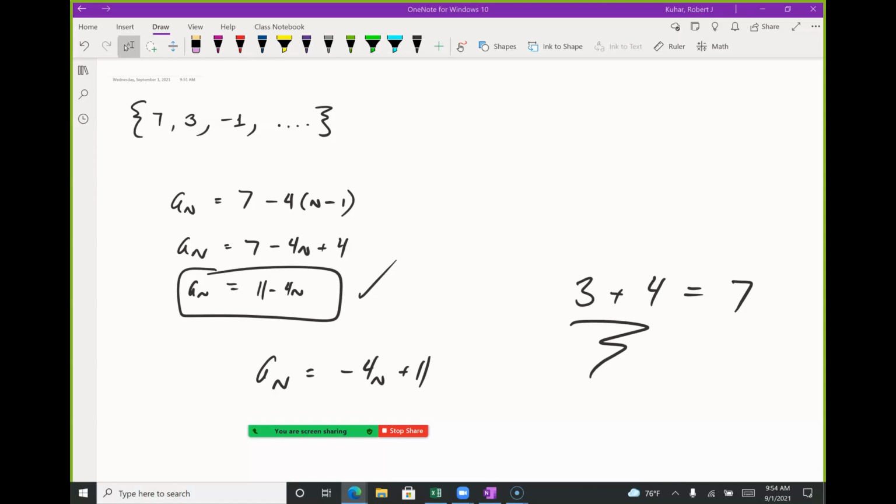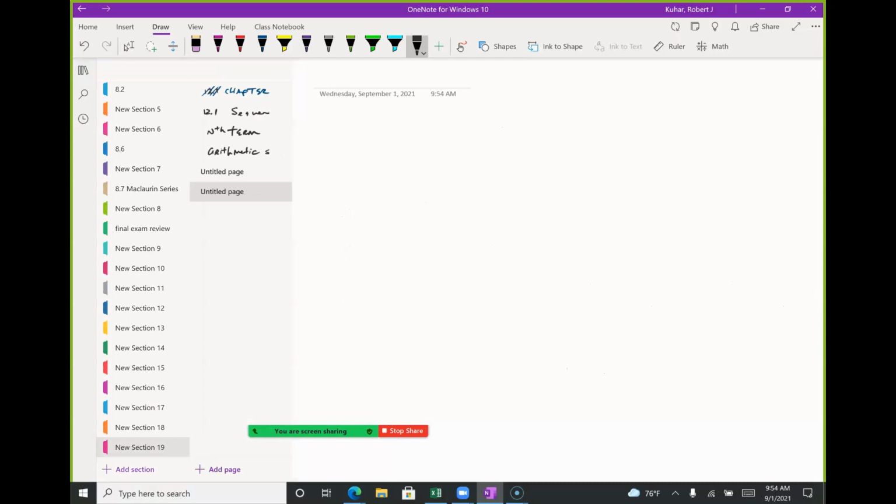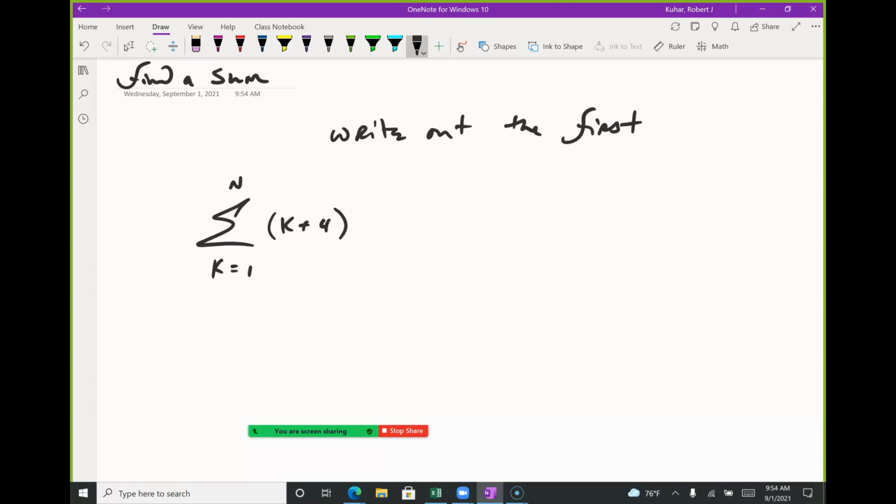So what happens when we have to start adding these things up is the real question here, right? So we want to be able to find a sum. For example, I'll have the sum of k equals 1 to n of k plus 4. And I might say write out the first 3 terms and the last term.